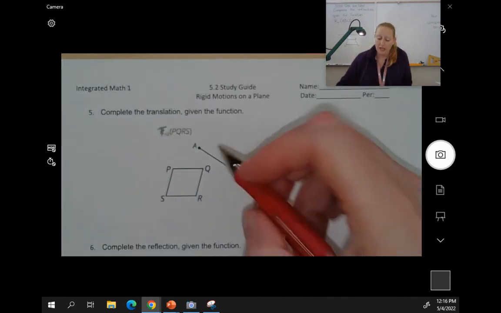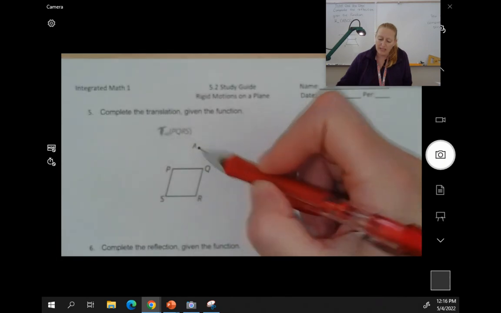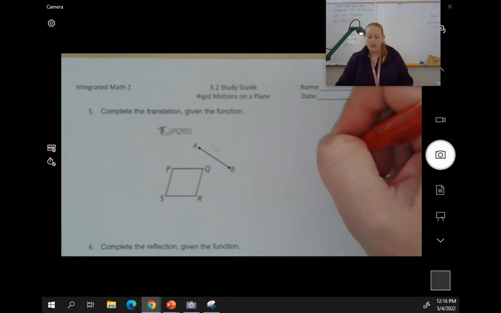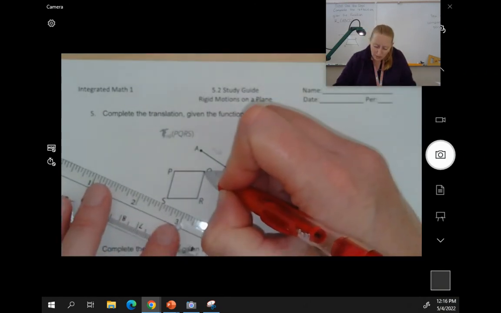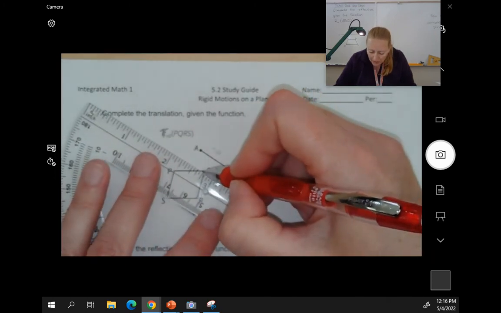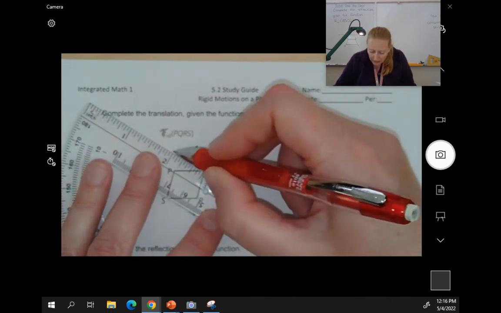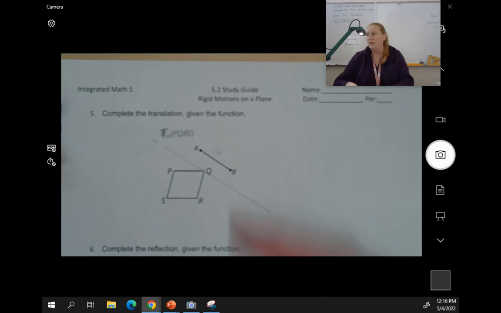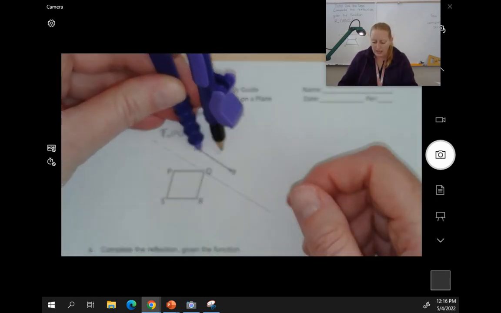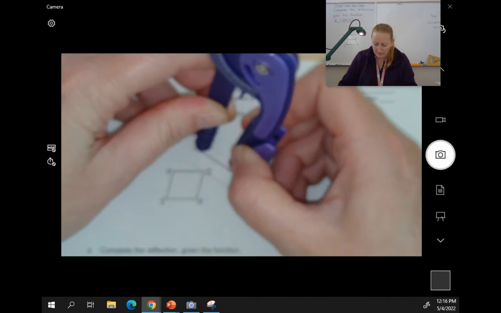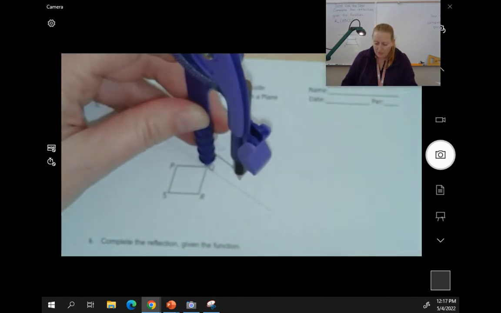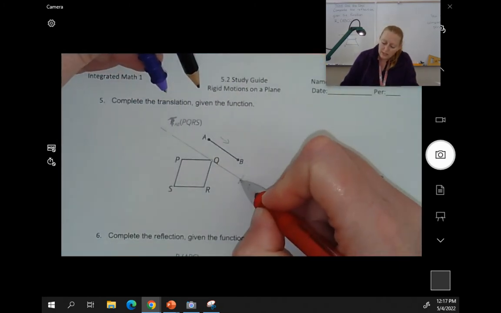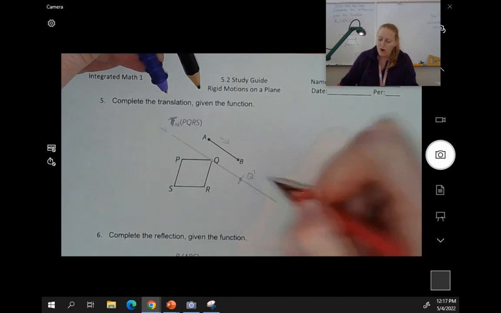Now let's see what we've got here. I am translating it from A to B, so that means we're going in this direction. It should be moving parallel. So I'm going to start with Q because it's the easiest and the closest. I'm going to take Q and make a parallel line. I'm going to use my compass and measure A to B. And then I'm going to hop over here to Q and make a little mark. And if that's Q, this is now Q prime.